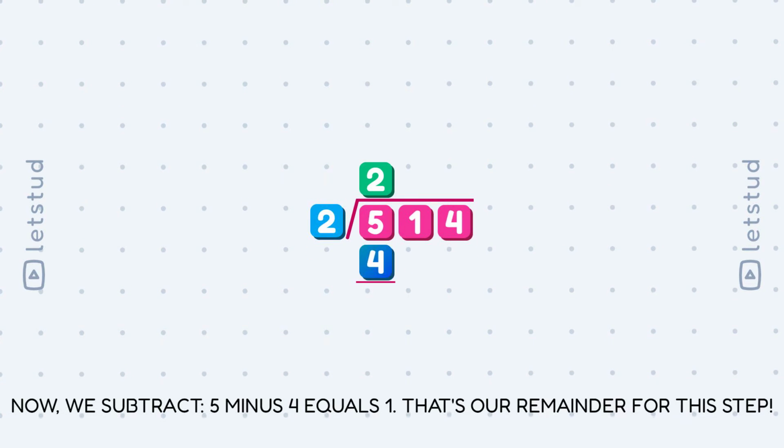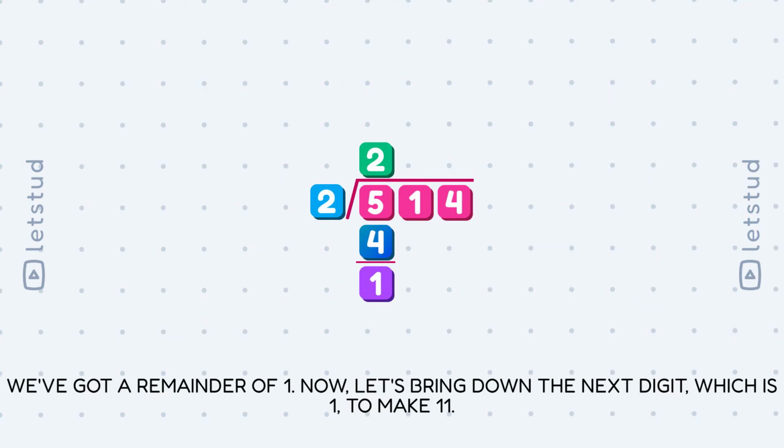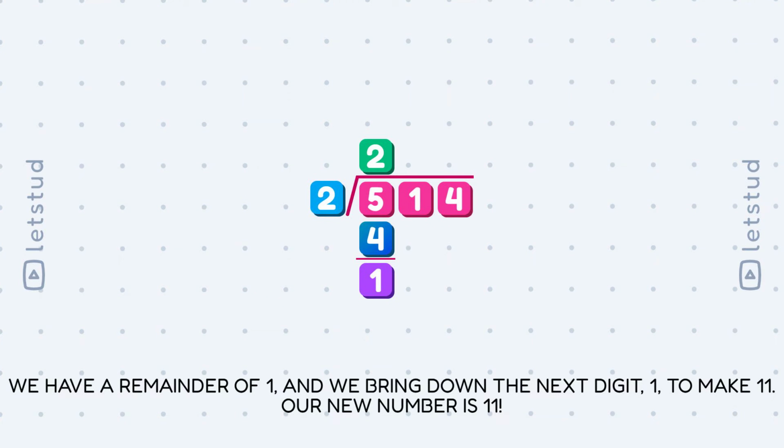Now we subtract 5 minus 4 equals 1. That's our remainder for this step. Great job, you're doing awesome. We've got a remainder of 1. Now let's bring down the next digit, which is 1, to make 11.